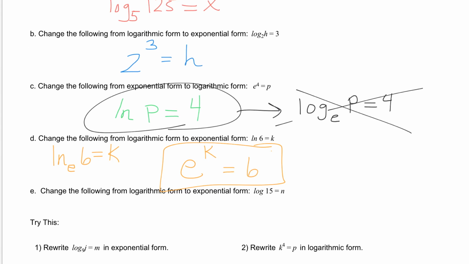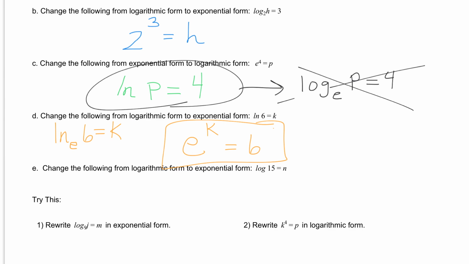And then in letter E, this is a case where we have a log without a base. If you notice, there's no subscript here. We just have the log of 15 equal to n. Well, if there's no base written in, you can assume that that's a base of 10. You can fill that 10 in if you want to, just so that you remember that it's there. But as we write it exponentially, our base is 10. We're raising it to the n, that exponent, and that's equal to 15.